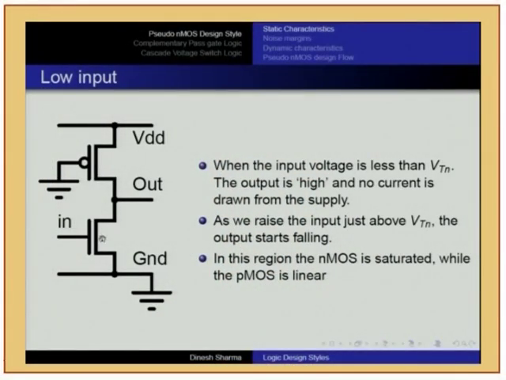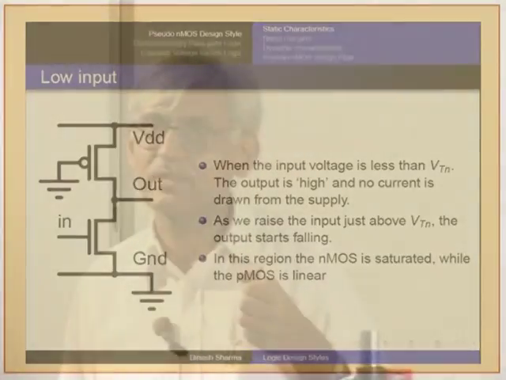Unless the lower transistor is much bigger than the upper transistor, it won't be able to pull it down to ground. Because after all, this is a potential divider and the upper guy is always on. So when this is on, it should be so much stronger than the upper one that it pulls the output voltage all the way down. And that will be true only if the ratio is correct. So this kind of logic is called ratioed logic.